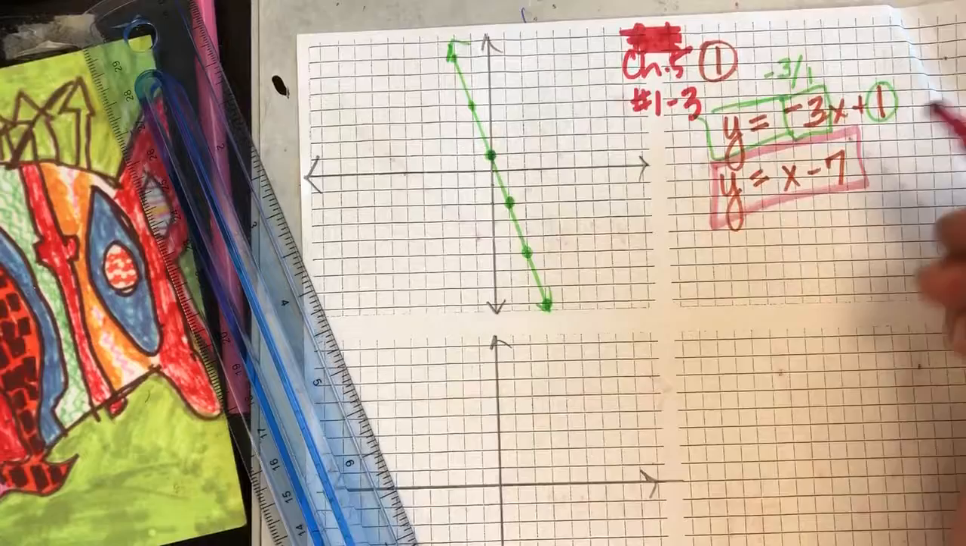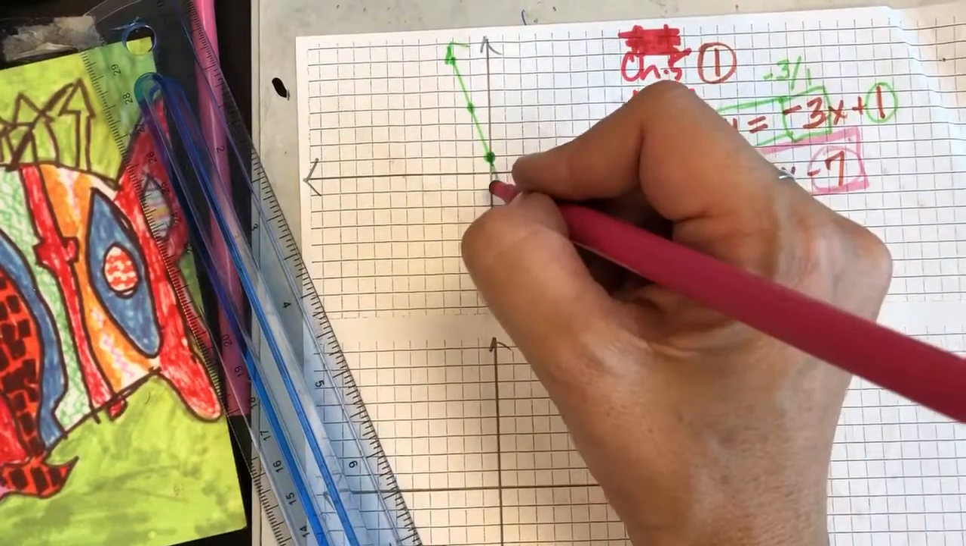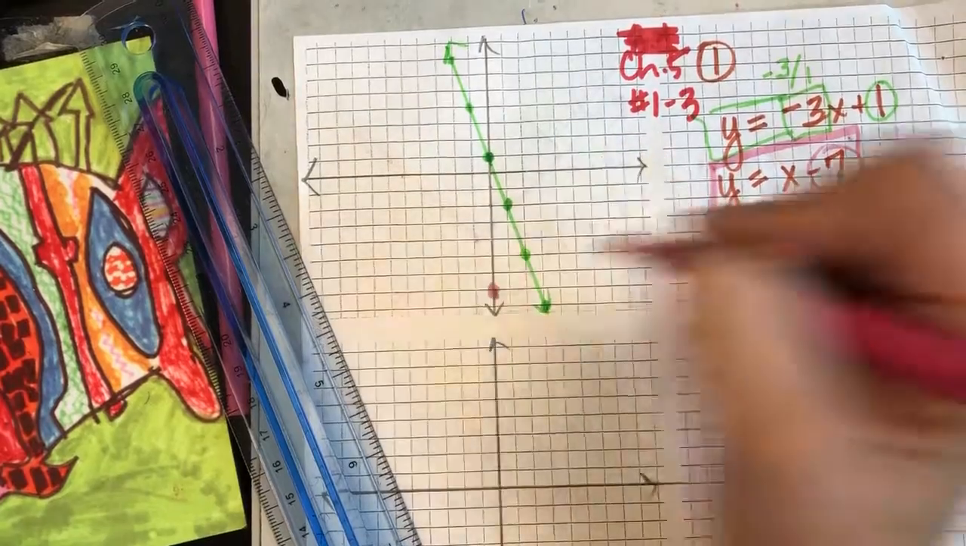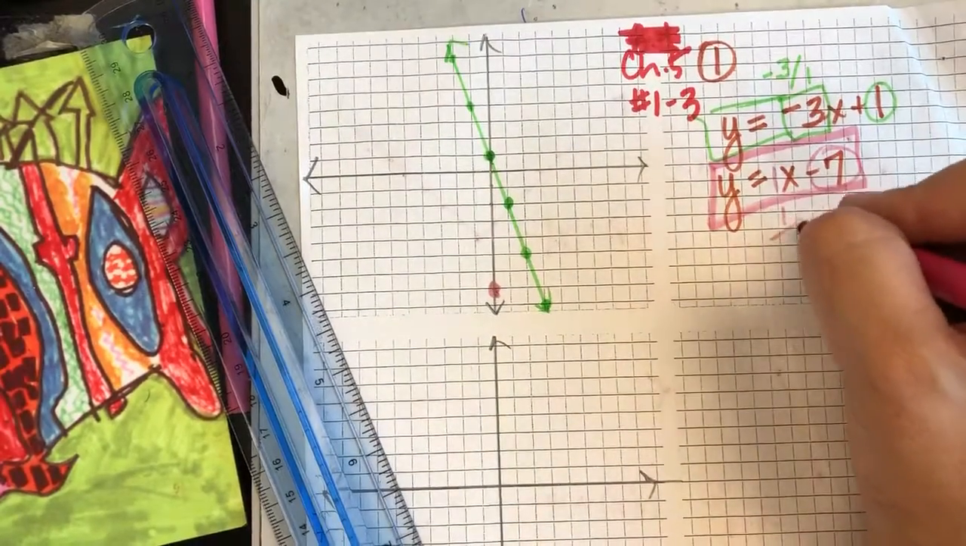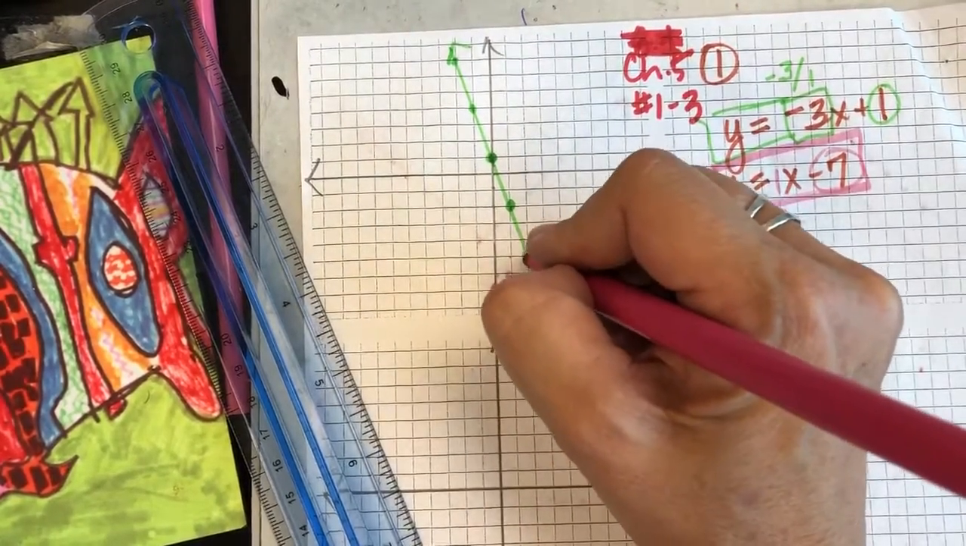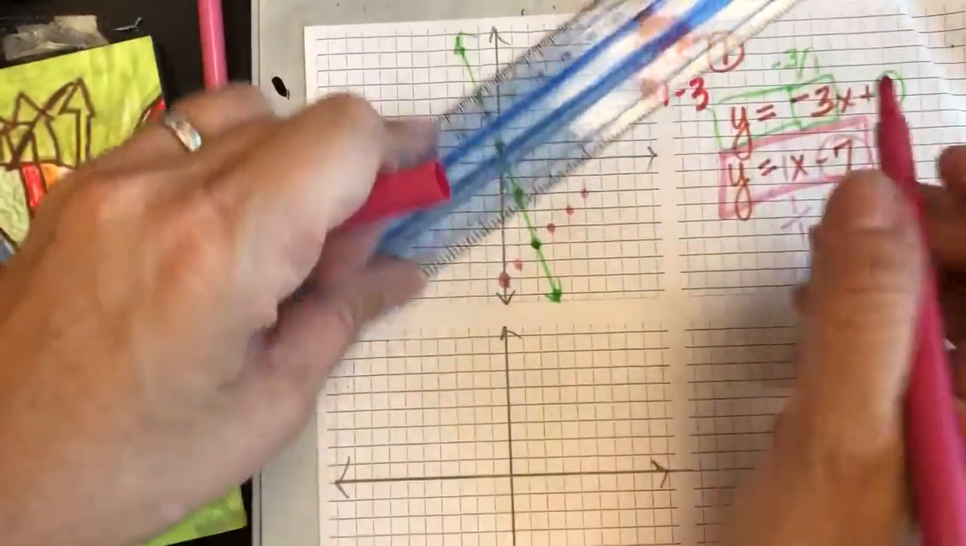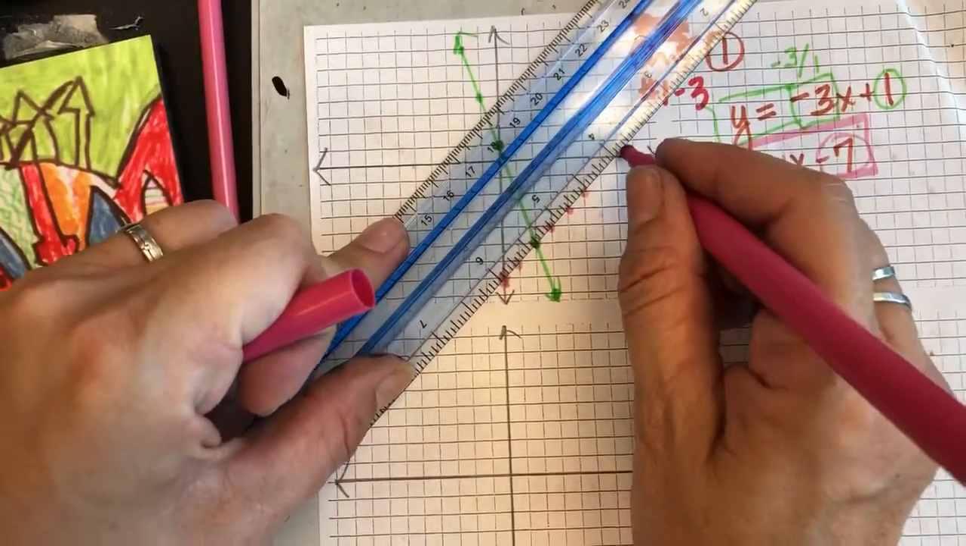This next one starts on the y-axis at negative 7. Down 1, 2, 3, 4, 5, 6, 7. Y-intercept is negative 7. My slope is going to be 1 over 1. Up 1, right 1, up 1, right 1. I can see right now where they cross. As soon as I can see where they intersect, I don't need to graph much more.